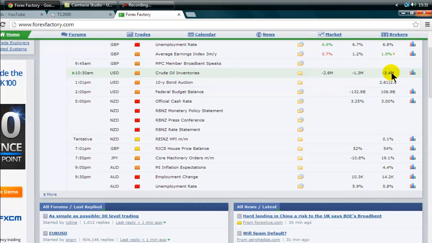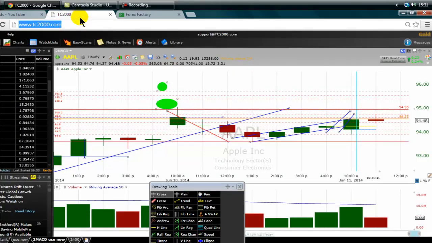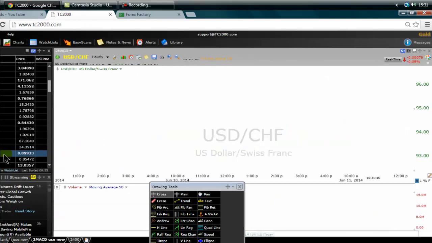We'll see how the market will react. The important thing is to know when economic news is due. Okay, that's it. So now we go back to the dollar Swiss franc.